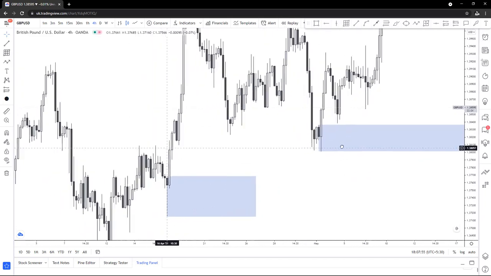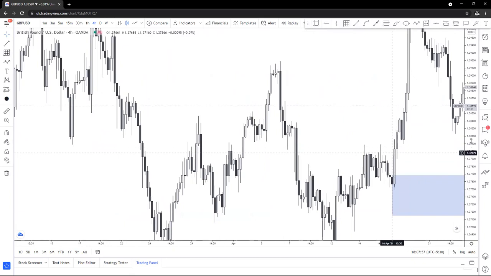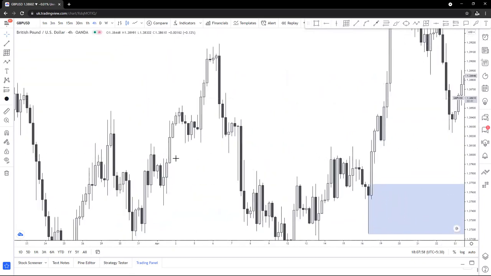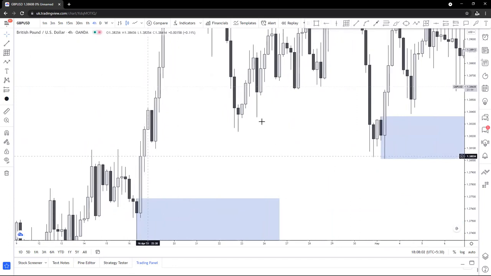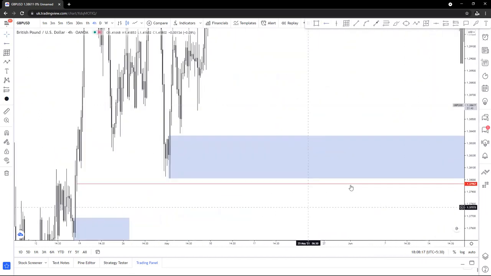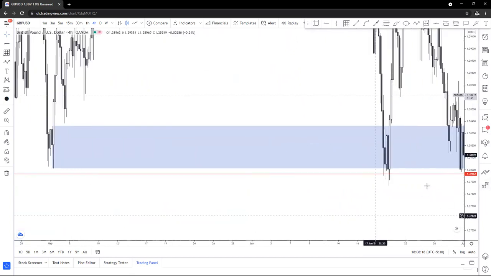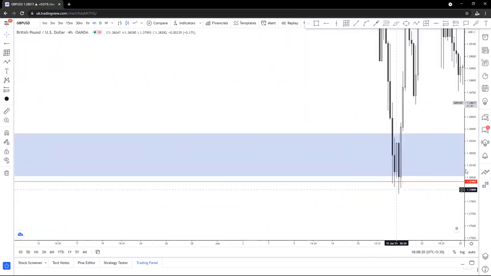Now, what do we have right here? You see this wick? What did I tell you about the wick? The first one would be on the opening of the wick. Mitigated. What is left? 50%. You see how price came back down right here? You see how it came back down to the 50%.